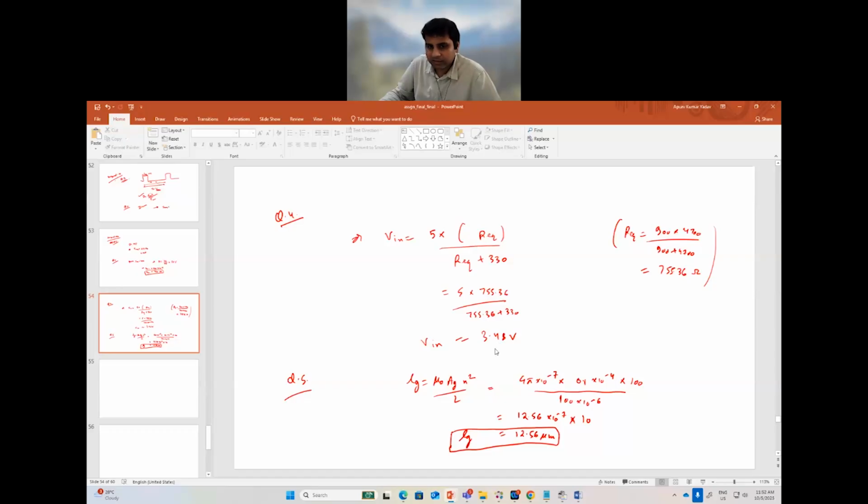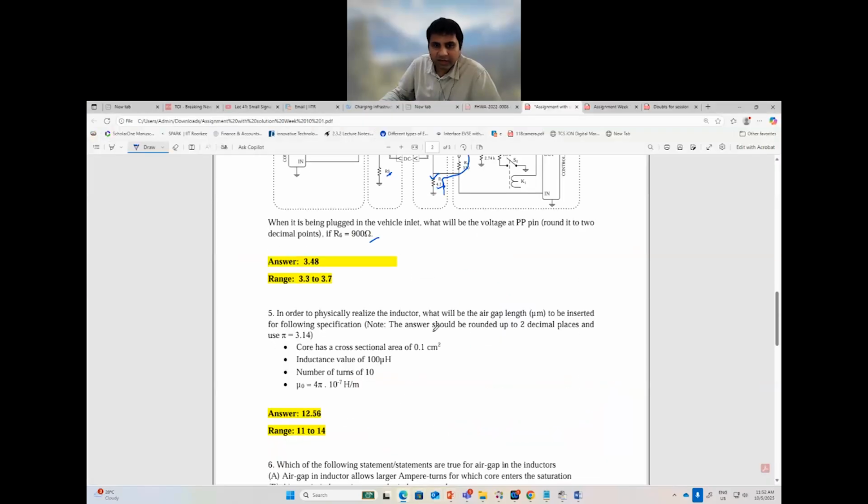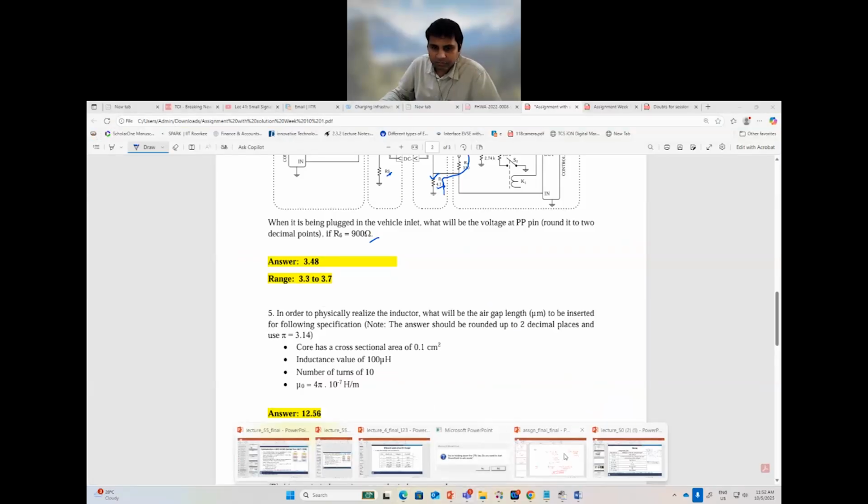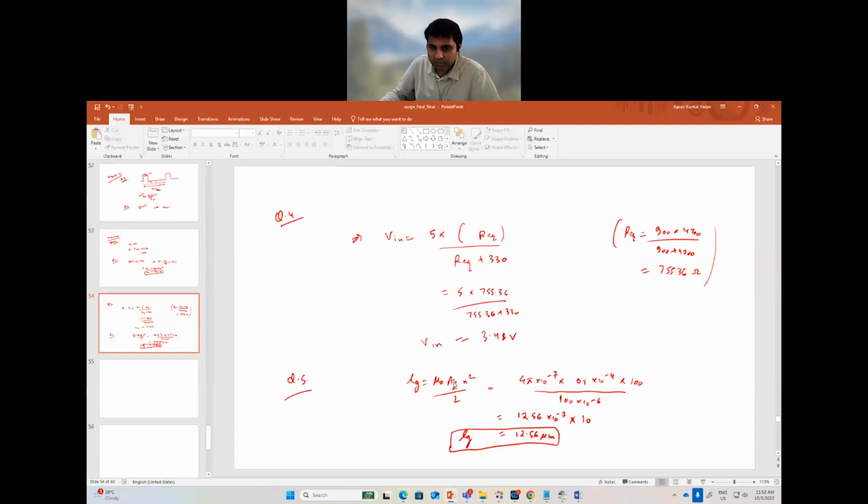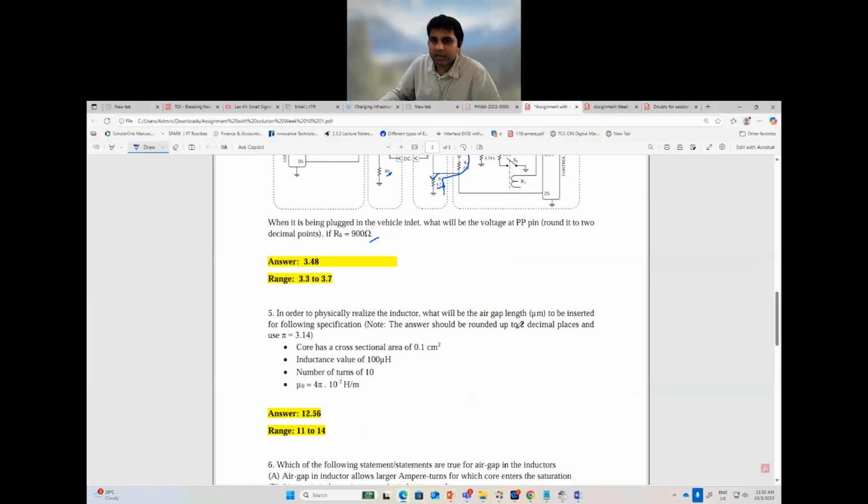Then comes question number 5. In question number 5, the data is given directly, straightforward. You have to put in the formula. Lg is nothing but mu naught Ag N square by L. The Ag value is given in centimeters square, so you have to convert it into meters squared. Mu naught is 4 pi into 10 to the minus 7. When you solve, you will get 12.56 micrometer. The question asks you to calculate the air gap length in micrometer, so that is 12.56.